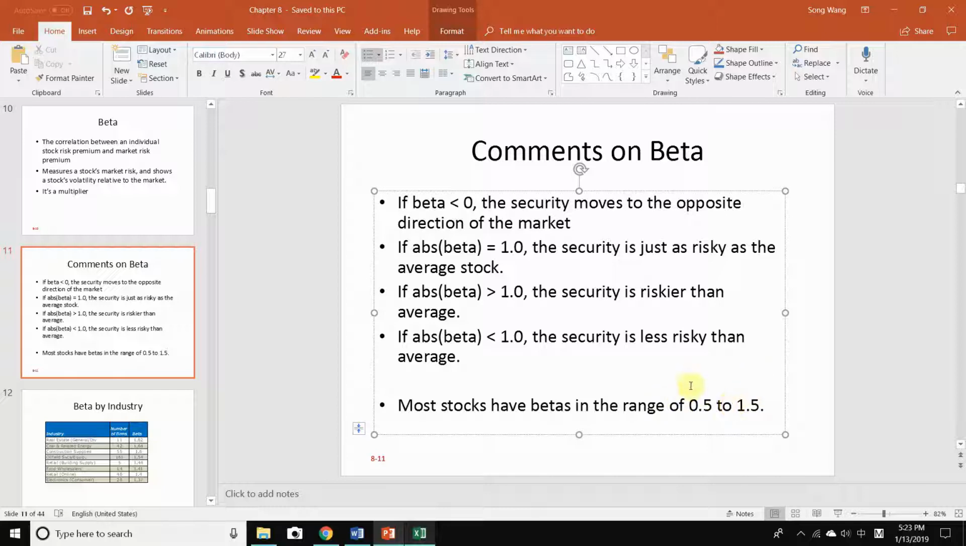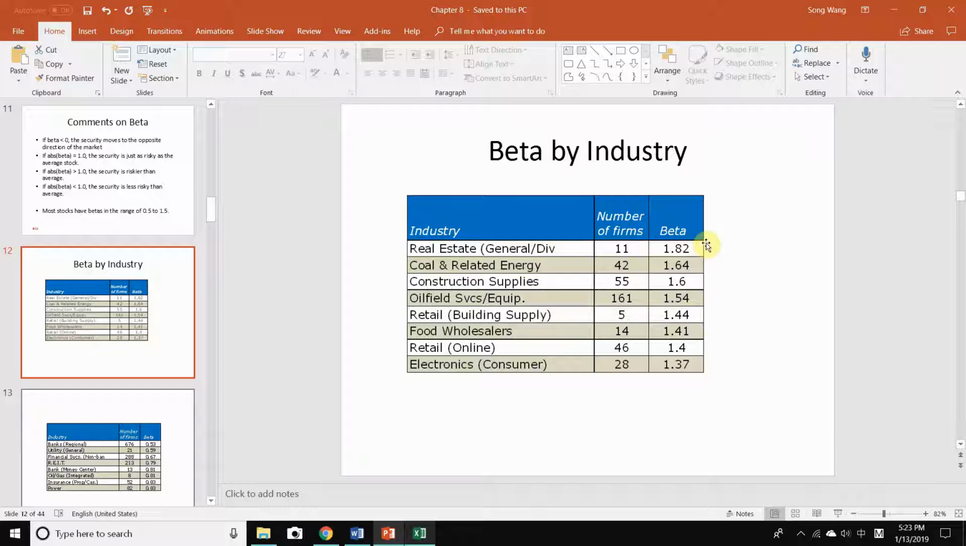It's actually negative 0.4 or something, which means when the market increased by 1%, GE stock actually decreased by 0.4%. And you also have the beta by industry. So the industries with higher beta would be real estate industry, energy industry, food industry, and so on.